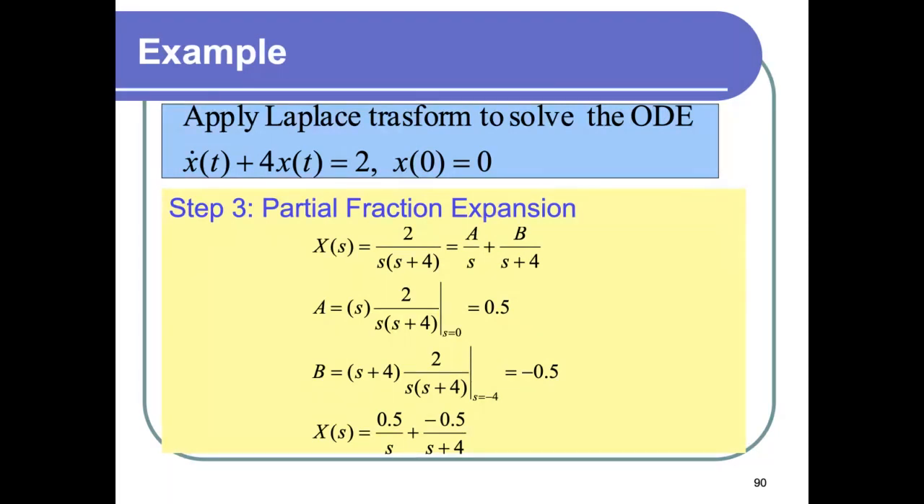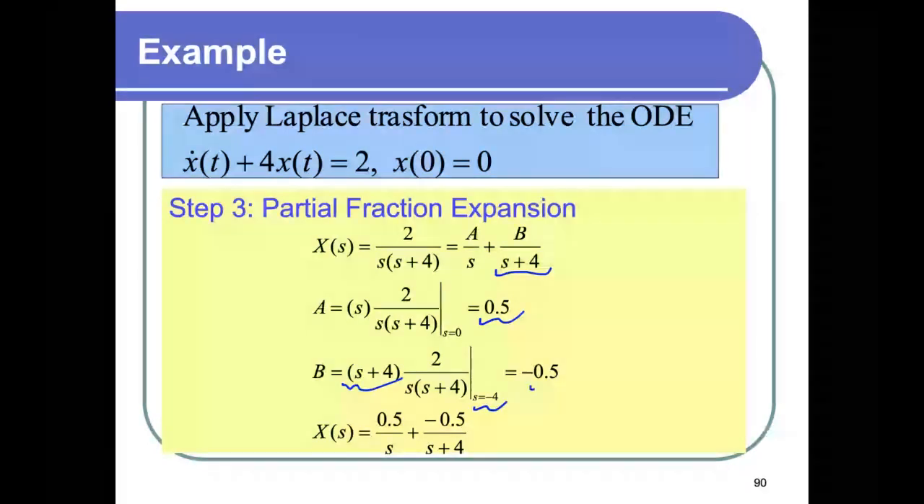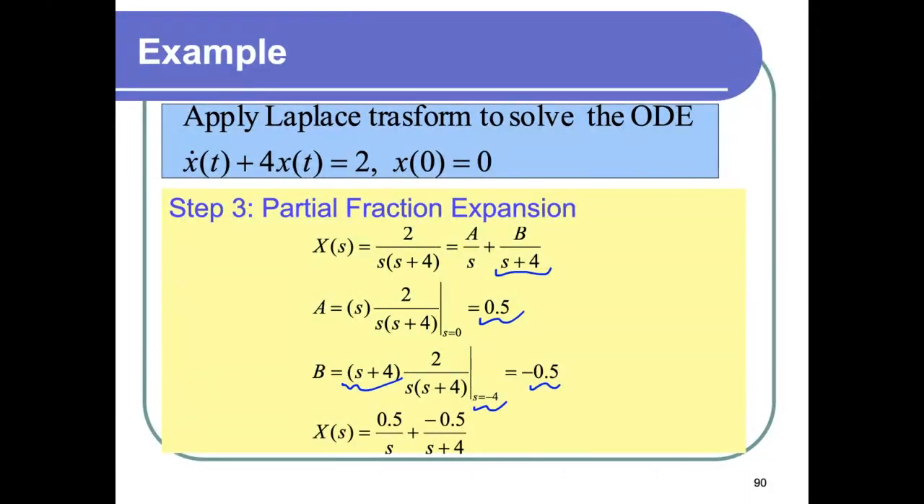This is equal to a over s plus b over s plus 4. A is computed by the following formula. You multiply by s, and then you substitute s equal to 0. You get 0.5. Similarly, for the other pole, you multiply by s plus 4, and then you evaluate at s equal to minus 4. You get minus 1 over 2. So this is x of s. It's 0.5 over s minus 0.5 over s plus 4.